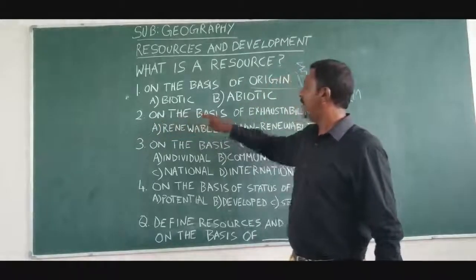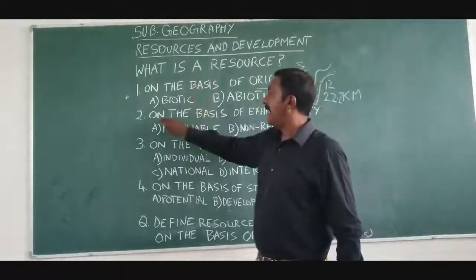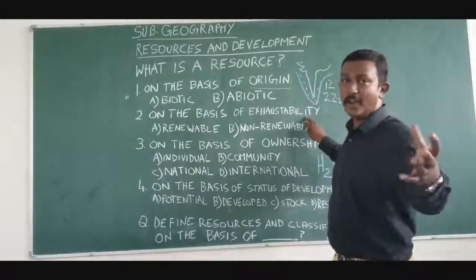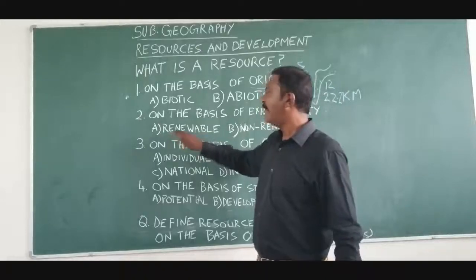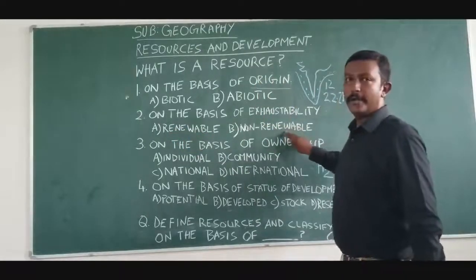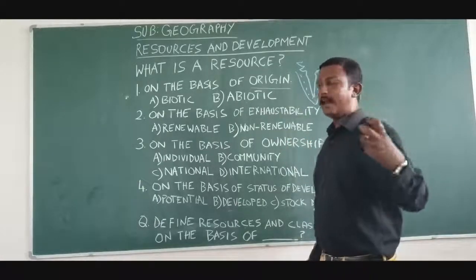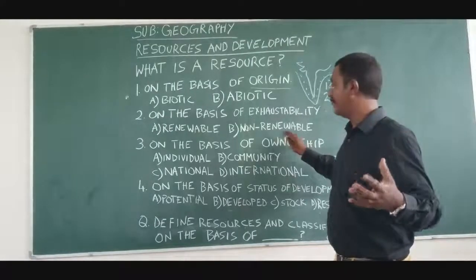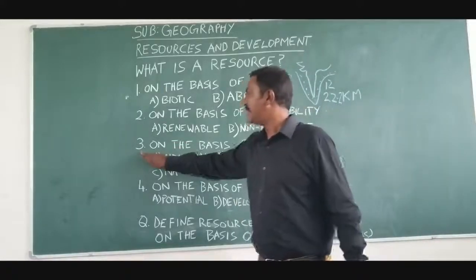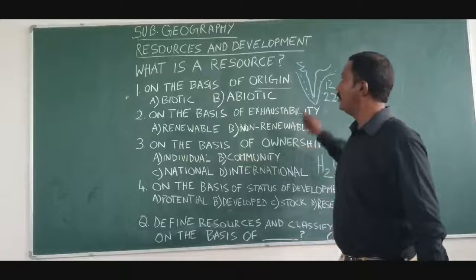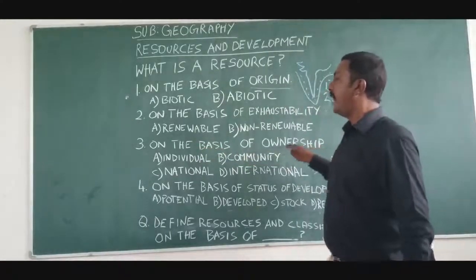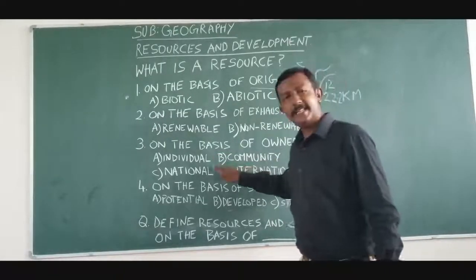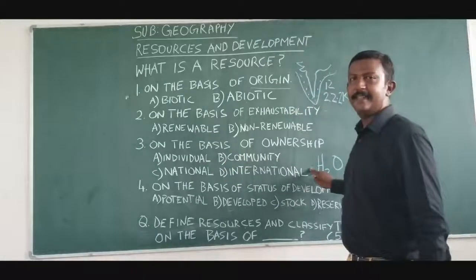The second one is that resources can be classified on the basis of exhaustibility. How soon will it get used or exhausted? Under exhaustibility we have renewable and non-renewable resources. Resources which can be got back and resources which cannot be got back, or resources which take a very long time to produce. The next point is on the basis of ownership. Resources on the basis of ownership are classified under individual resources, community resources, national resources, and international resources.